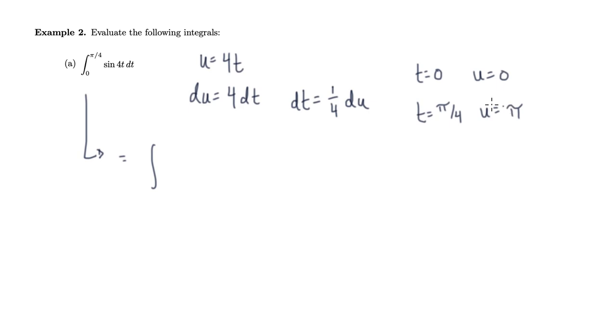So this integral becomes the integral now on u, so u equals 0 to u equals pi of sine of 4t, but that's u, and then dt becomes 1/4 du, so du, and then we pick up this factor of 1/4. Okay, so everything's the same. The only thing we need to remember to do is to actually change the limits of integration.